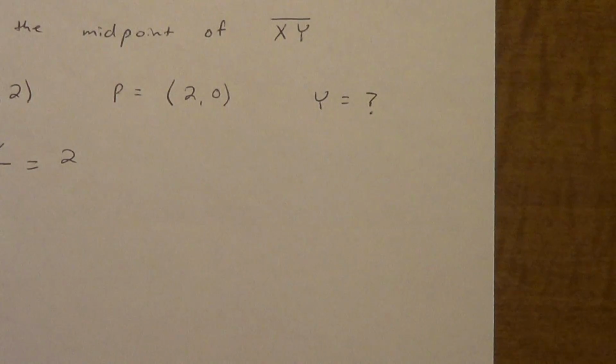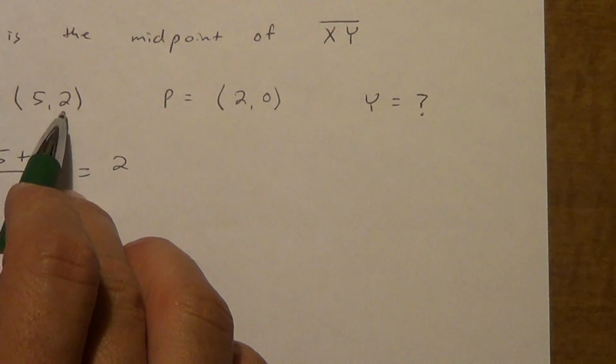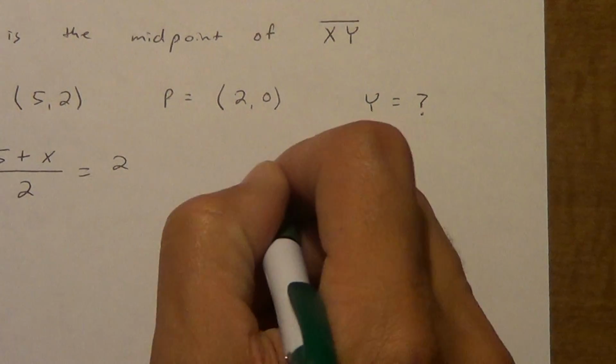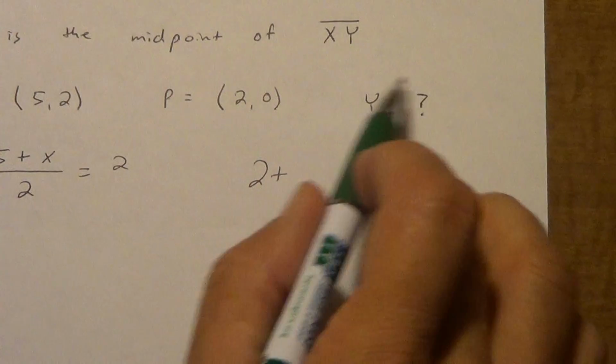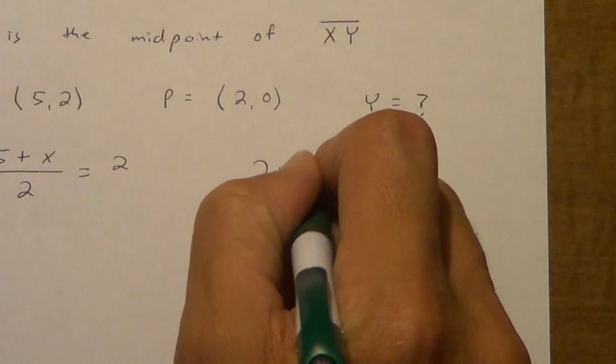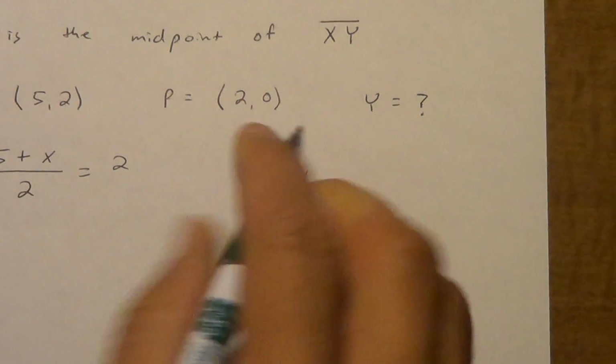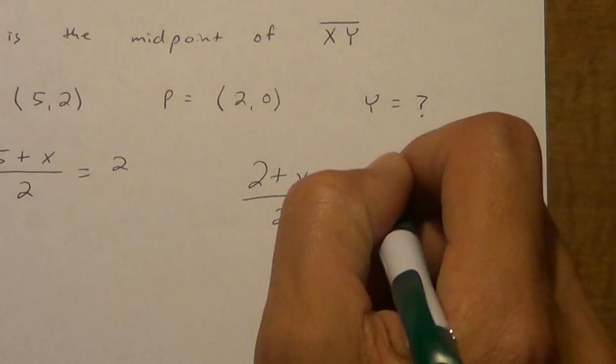Okay, let's set up the y's. y1, my first endpoint, the y value, plus the other endpoint, the y value. I don't know what it is, so let's go y over 2 equals the midpoint, 0.